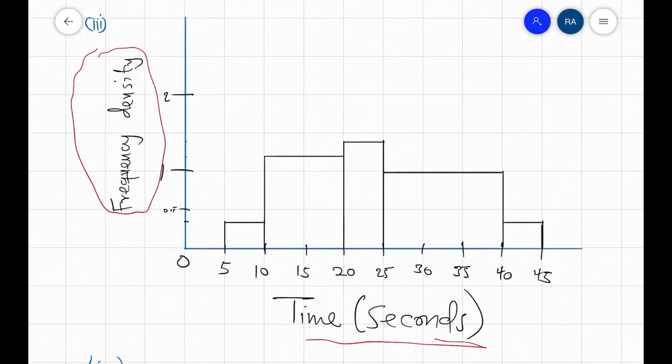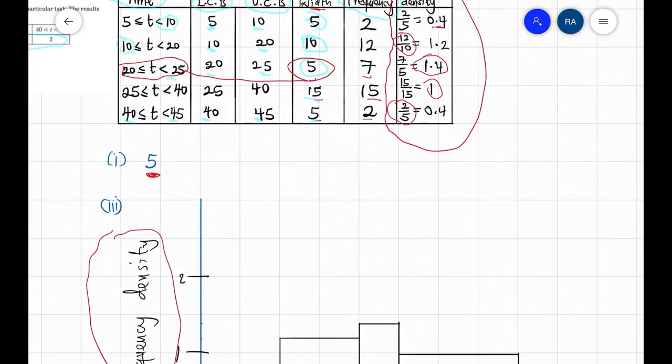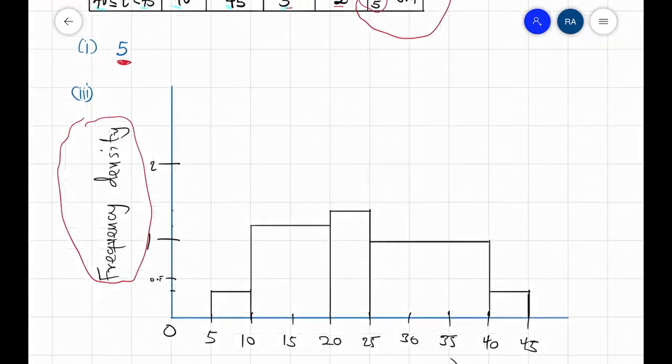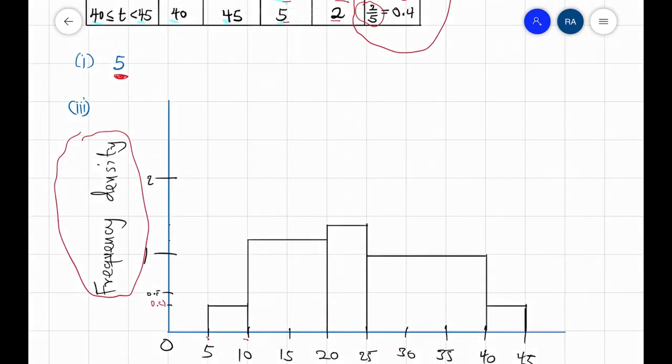All right. So when you take the first interval, that is from 5 to 10, the frequency density was 0.4. So if this is the calibration that I have made, from 5 here up to 10, the height is 0.4, and that's somewhere here. Okay. Now, if you consider the second interval, which is from 10 to 20, the frequency density was what? 1.2. So if this is 1, then 1.2 is maybe just around here.